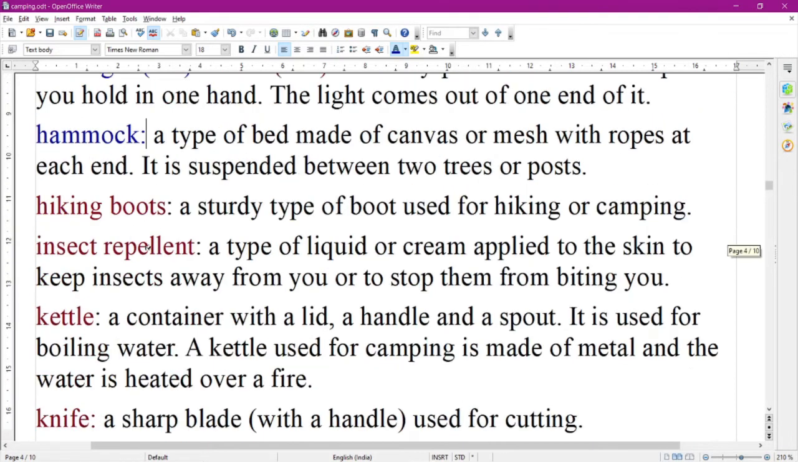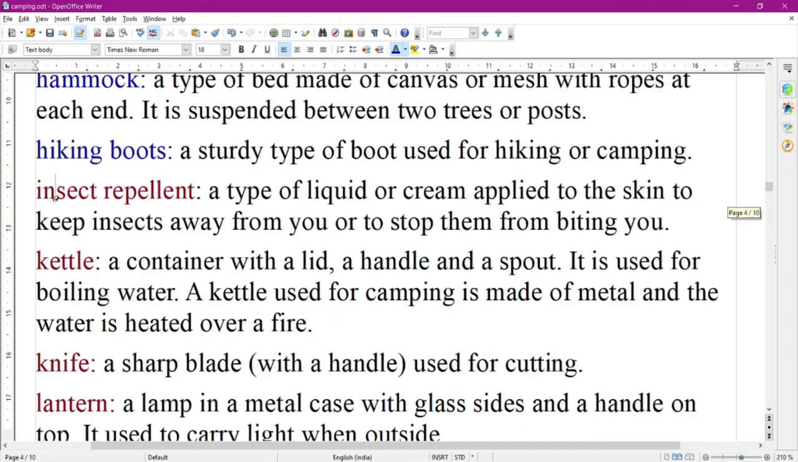Hammock. If you are going for hiking, then you need hiking boots. Since it's night time, staying in the forest, there will be lots of bugs. In that case, you need mosquito repellent or insect repellent.